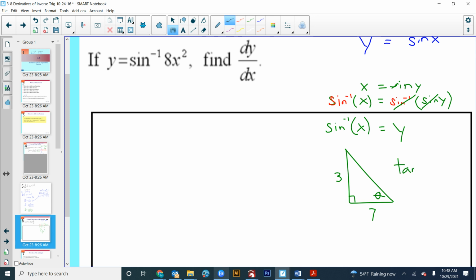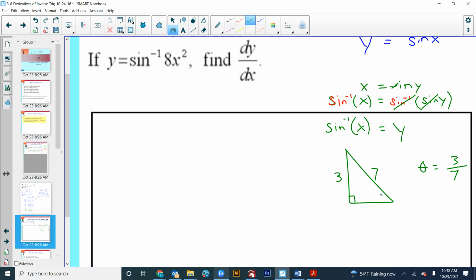Now wait. Tangent of theta equals 3/7. Do you agree? And actually, I'm going to redo this because I'm emphasizing.